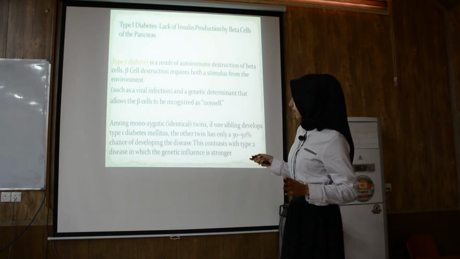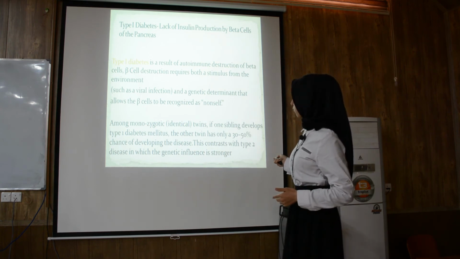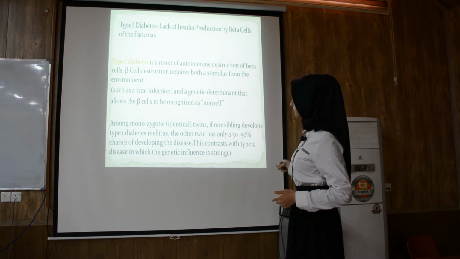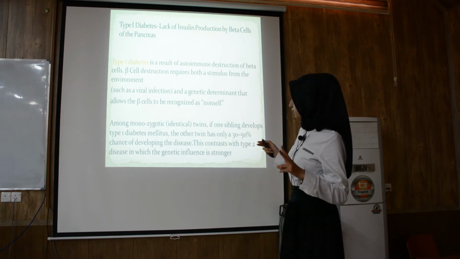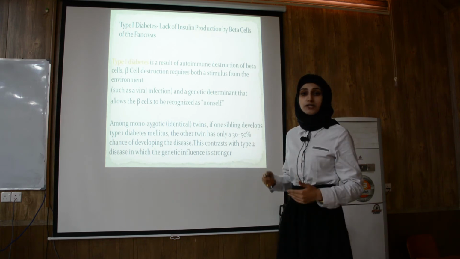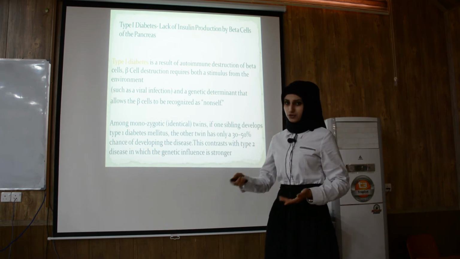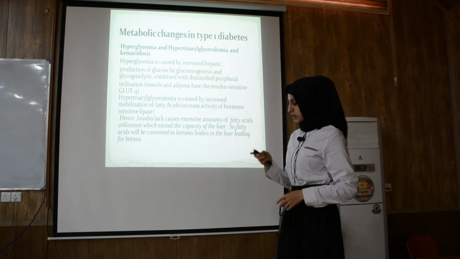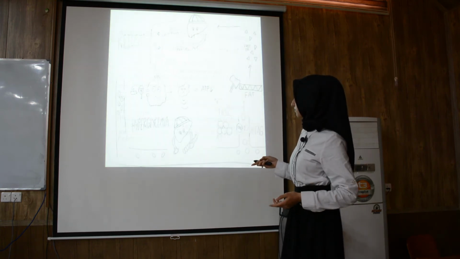This is why, in the case of identical or monozygotic twins, if one sibling develops the disease, the other has a 13 to 15% chance of developing it too. This is true because one of the two factors, the genetic determinant, is already present, so it is very easy for an environmental infection to trigger the disease. Now we have a number of metabolic changes in this type of diabetes. These are hyperglycemia, hypertriacylglycerolemia, and ketosis or ketoacidosis.